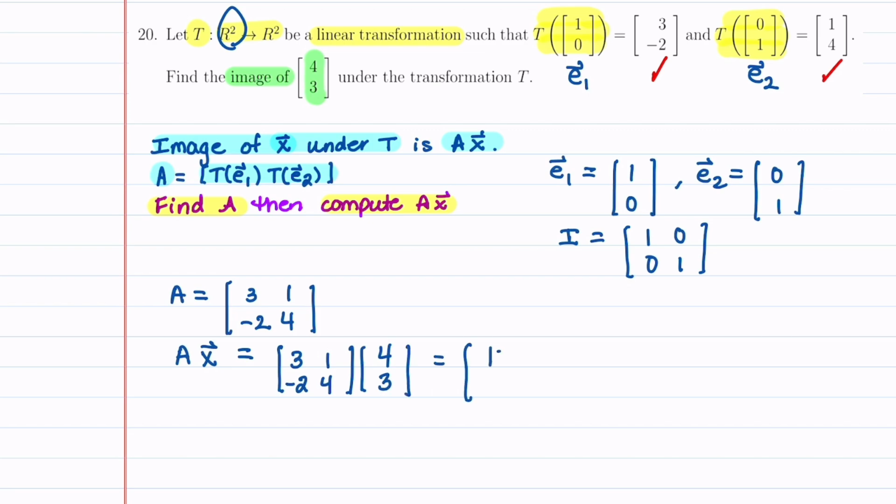And this is equal to 12 plus 3, and then minus 8 plus 12. So our answer is going to be a vector with the first component of 15 and the second component of 4. So vector (15, 4) is the image of vector (4, 3) under our transformation.